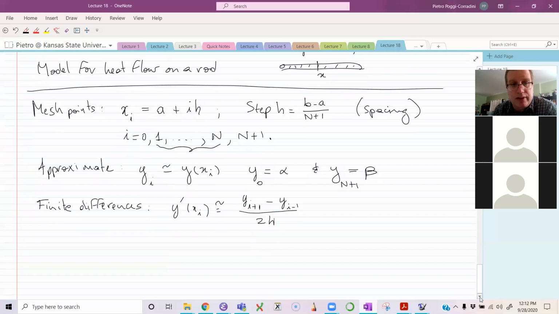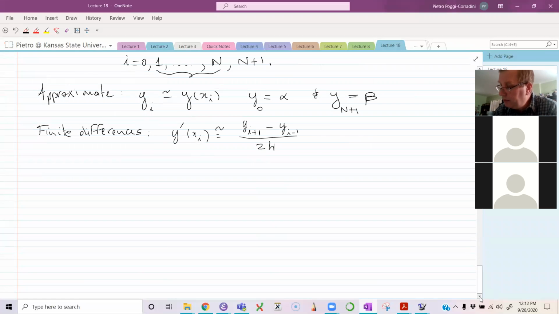And what about the second derivative? Well, y double prime. The second derivative is the derivative of the derivative, right? So one way to do it is like this. You take the left difference quotient, so y i plus 1 minus y i over h. Subtract the, sorry, I call it the left, the right-hand side of the difference quotient, right? I'm gonna make a picture here.